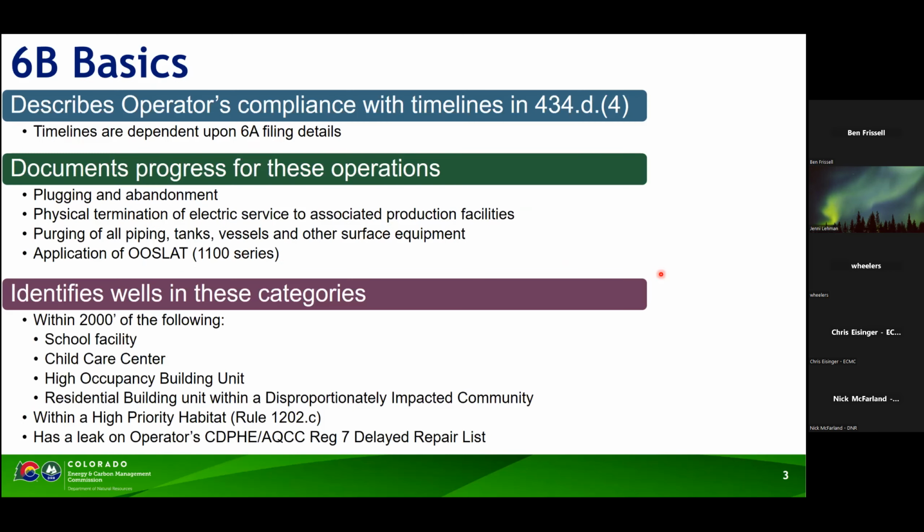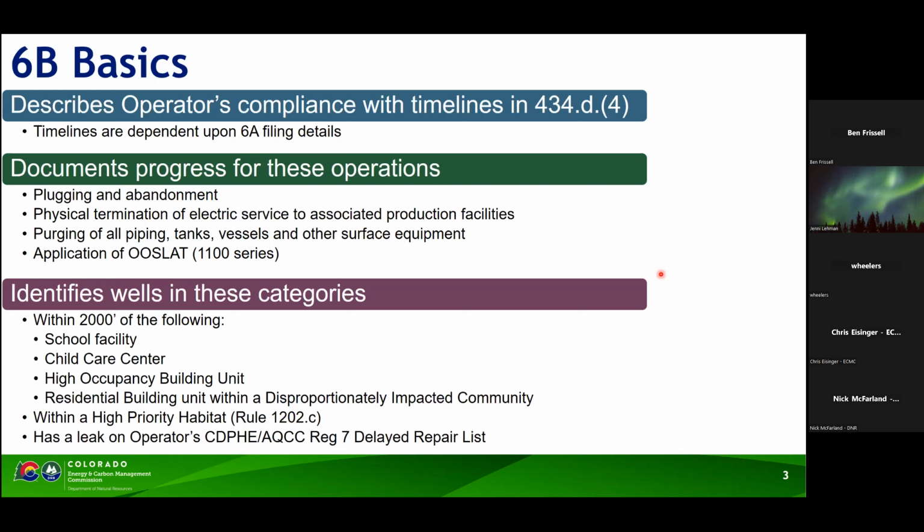So what does the Form 6B include? It describes the operator's compliance with timelines outlined in 434D4, and these are the plugging timelines that were dependent upon the details of your 6A filing, so the number of wells that were under 6A and that sort of thing. Additionally, it will document progress for the following operations: plugging and abandonment, physical termination of any electric service to production facilities, purging of any piping, tanks, vessels, or other surface equipment, and the application of out-of-service locks and tags as defined by the 1100 series.